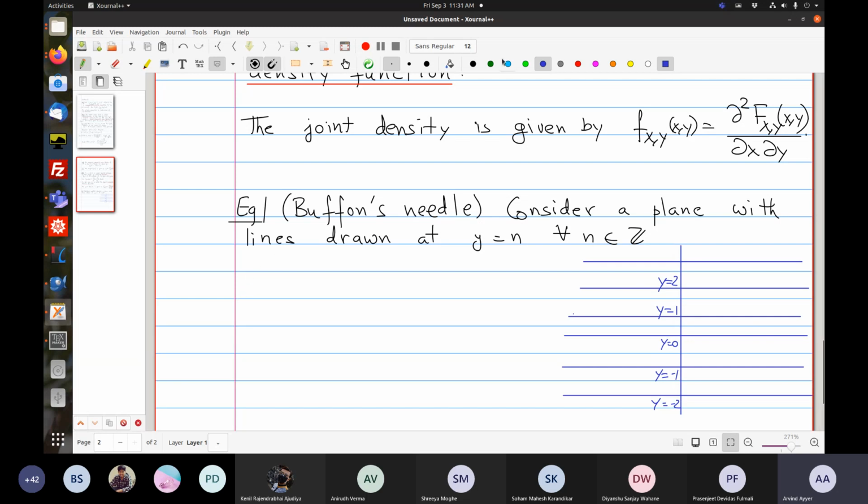Okay, so now a needle of unit length is dropped randomly. I'll describe what randomly means in a minute. So find the probability that the needle intersects a line.